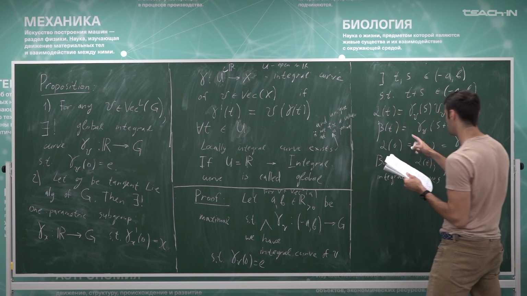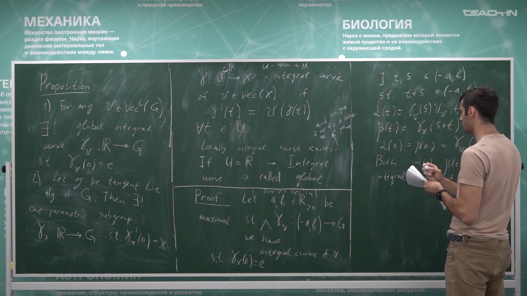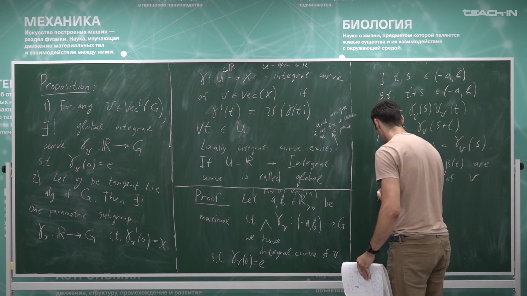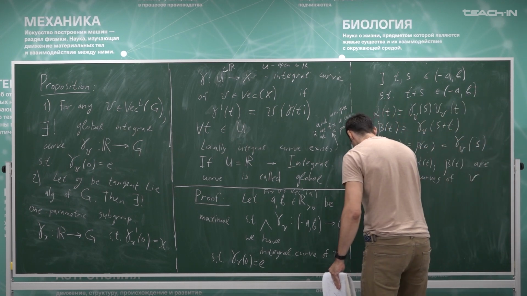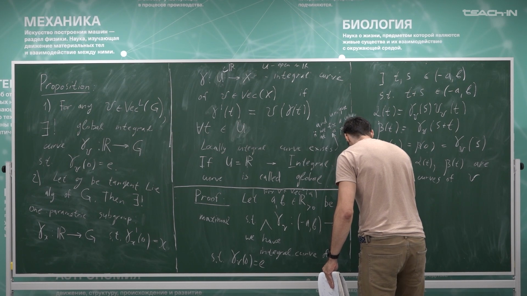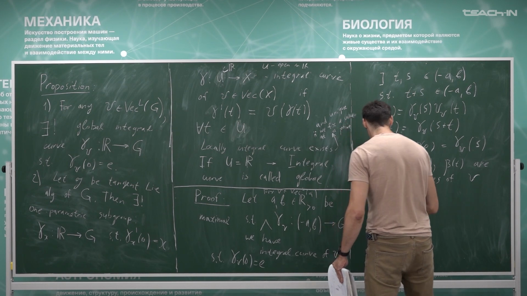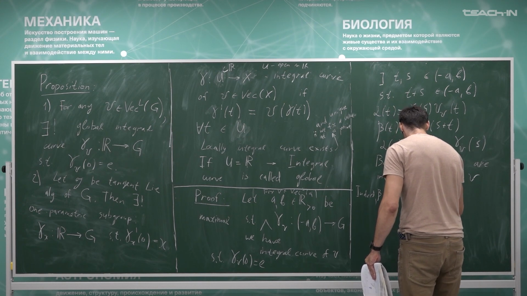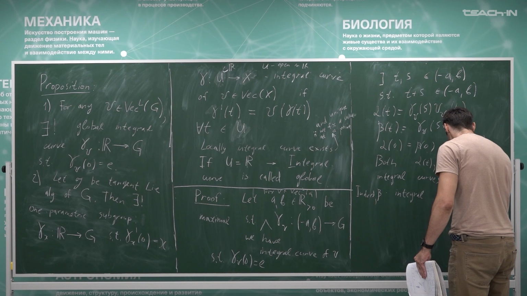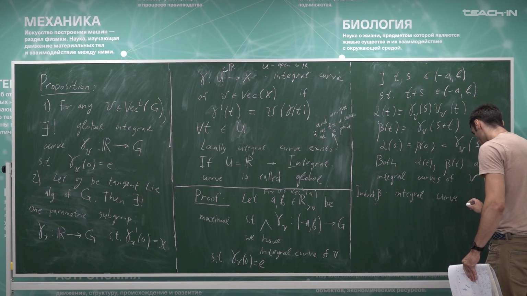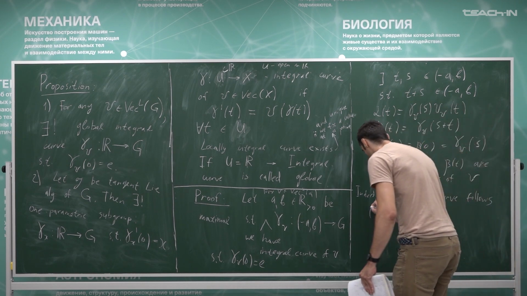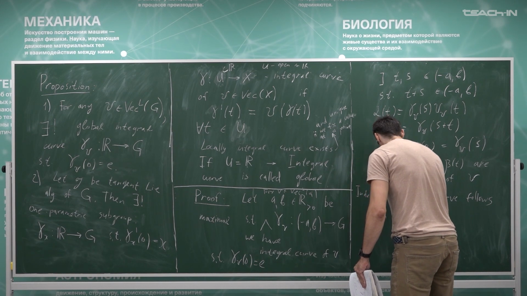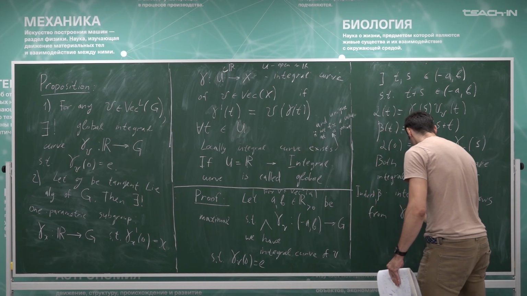For beta, it follows immediately. So indeed, beta is an integral curve. This follows immediately from the fact that gamma v is an integral curve.